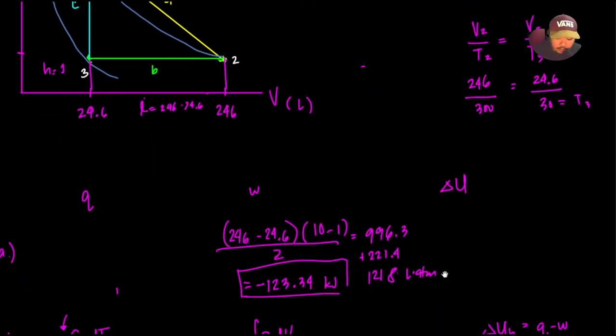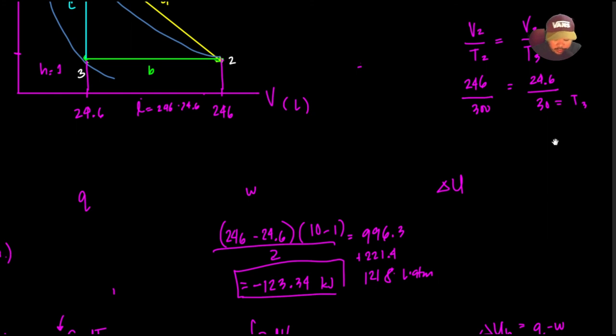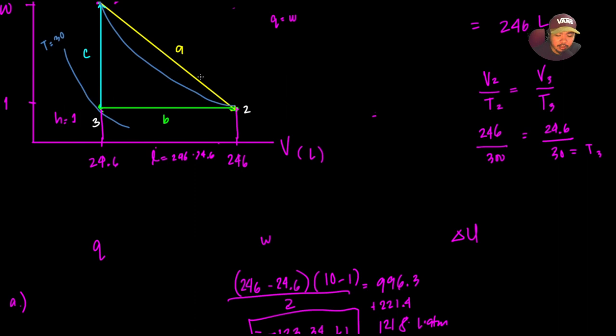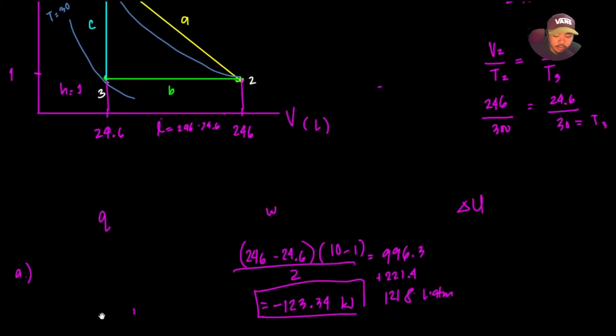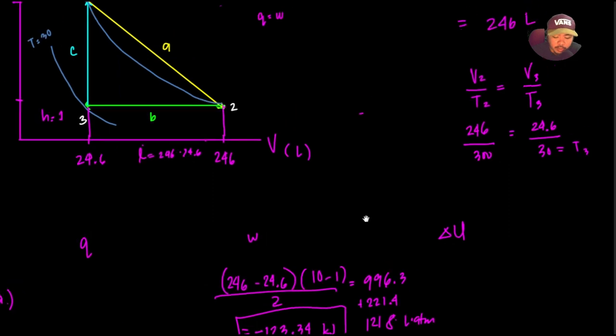And, eto, kanina, I was stumped, no? Kasi parang, since this is not a unique process, straight line path siya, it's not actually any of the four processes we've mentioned. Hindi siya isobaric, hindi siya isochoric, hindi siya adiabatic, nor is it isothermal. Tama? So, parang it's difficult to tell kung ano yung magiging Q niya.